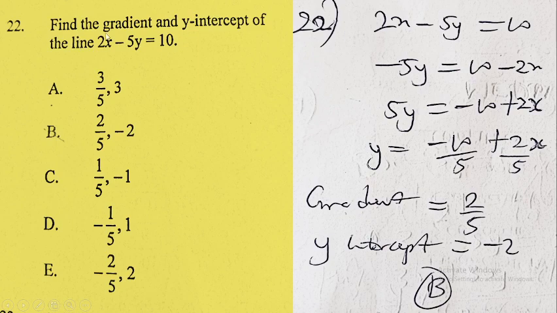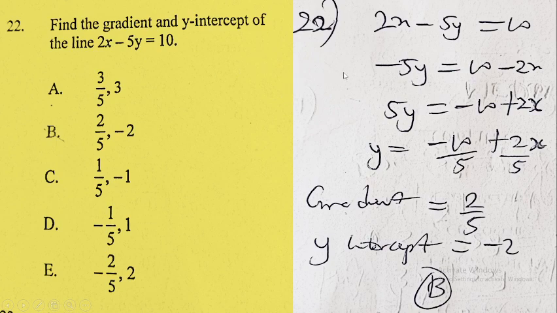Question number 22, find the gradient and y-intercept of the line 2x minus 5y equals 10. This is a linear equation of two variables, and this linear equation will give us a straight line graph if you draw the graph. The question asks us to find the gradient, which is the coefficient of x when we express this linear equation in the form of the template of linear equation. What is the template of linear equation?